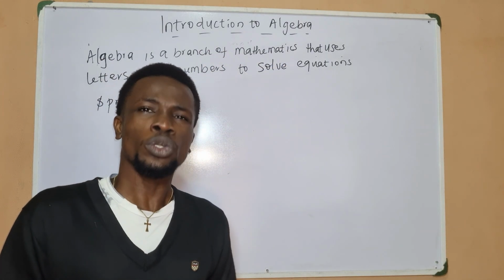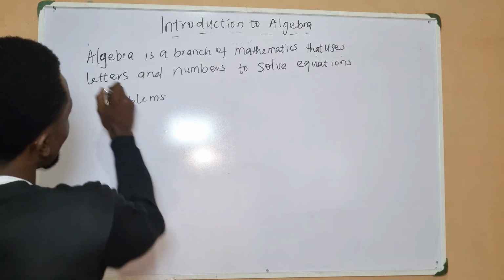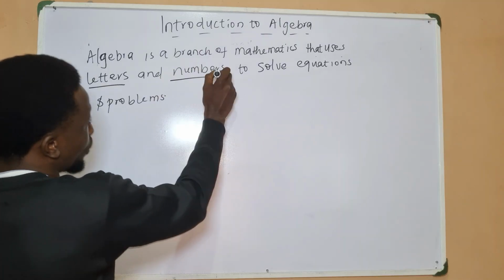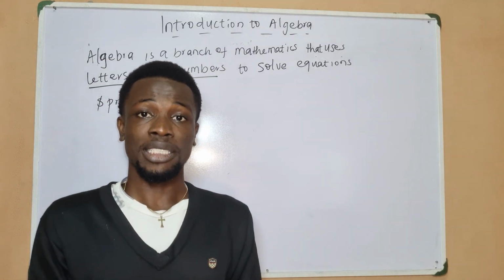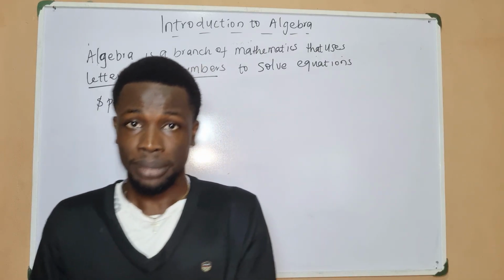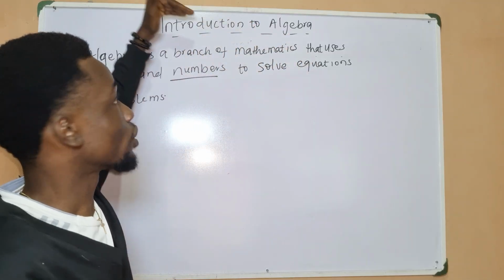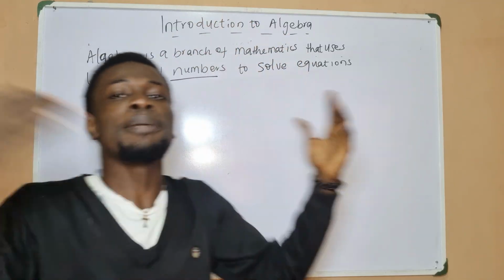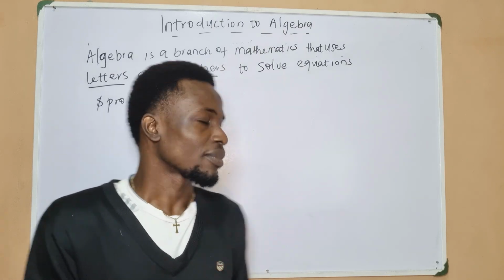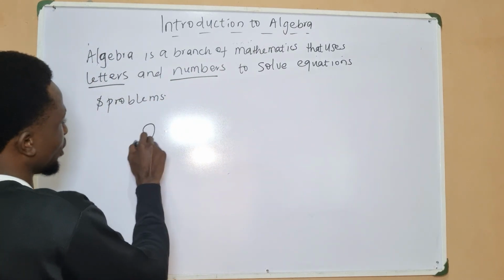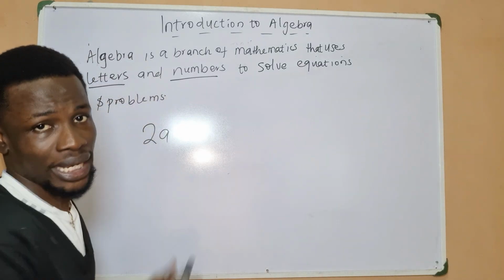Now, what are the key notes that we are taking away from this particular definition? It is the use of letters and numbers. So next time when you see an expression that has both letters and numbers associated with it, you know we are discussing algebra. Now, an example of an algebraic expression, if you were to call it, is something of this sort: 2a. This is an algebraic expression.